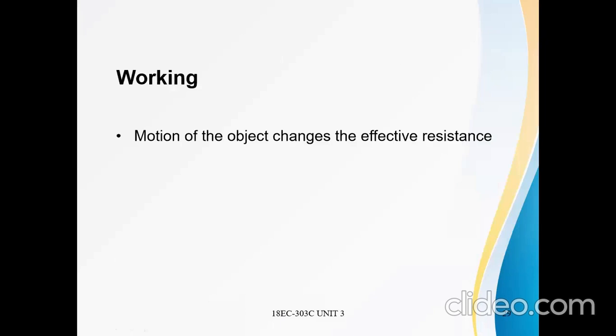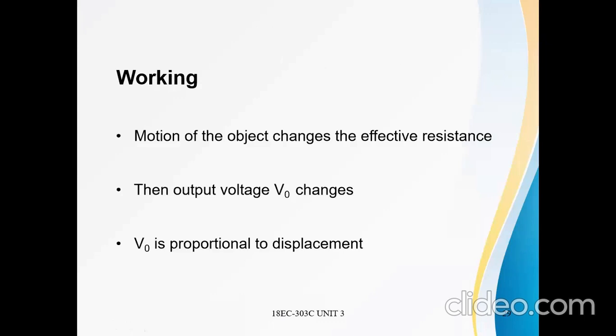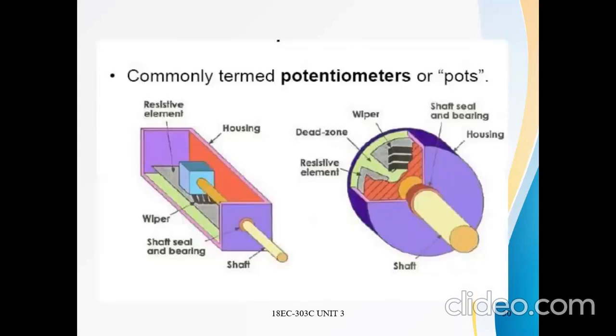Working principle of this: the motion of the object changes the effective resistance. The output voltage V0 changes. V0 is proportional to the displacement. Already we discussed. Based on the motion of the object, the wiper varies. Based on that, resistance varies. That means output is also varying. The output voltage is proportional to the displacement.